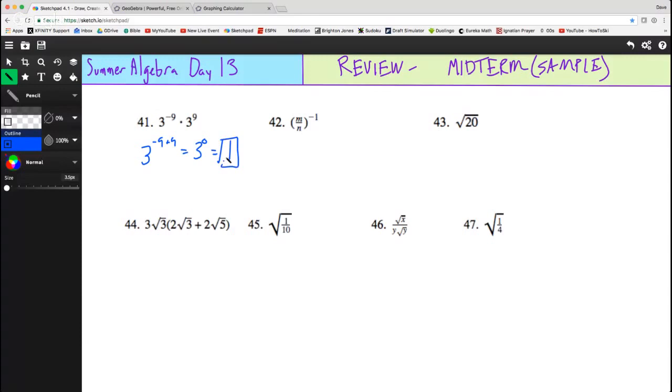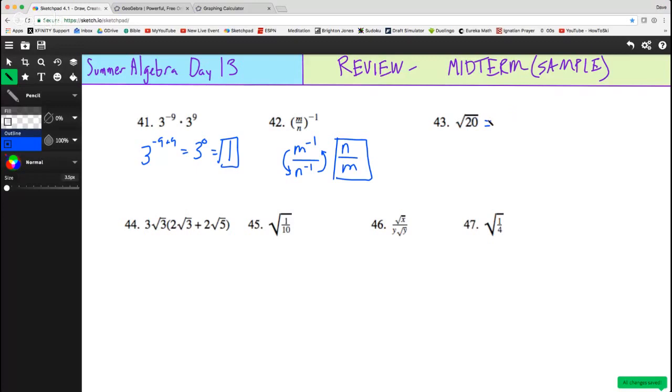M over n to the negative 1 is m to the negative 1 over n to the negative 1. You can't have negative exponents in a simplified answer, so we have to move our negatives to the opposite sides. N over m. There's our positive exponents.